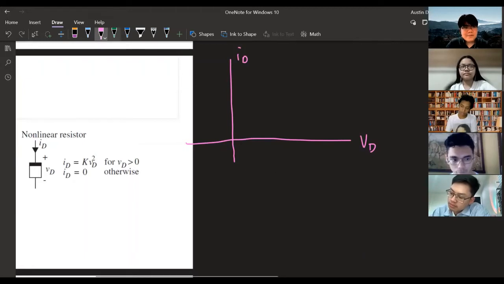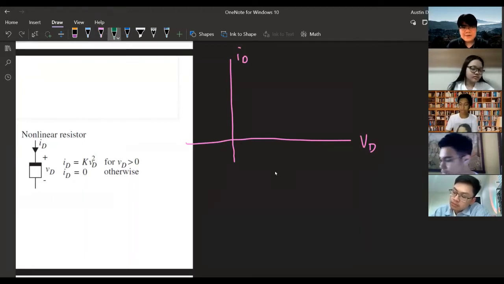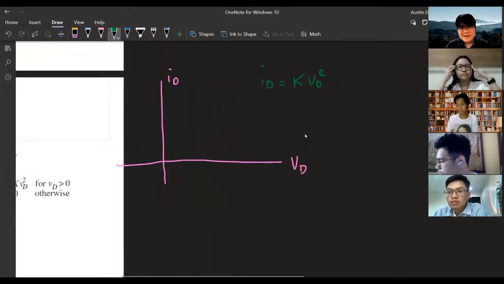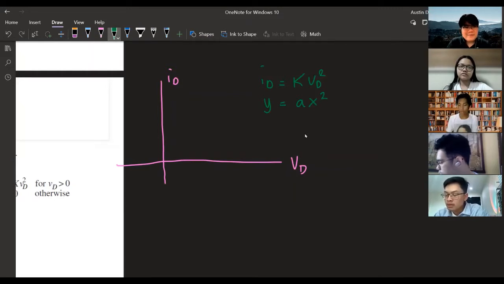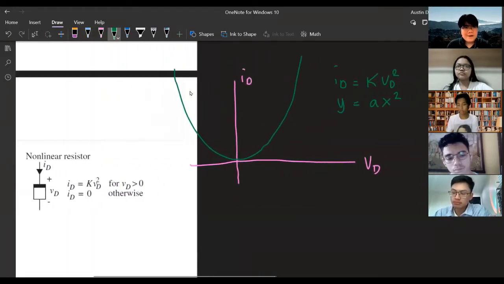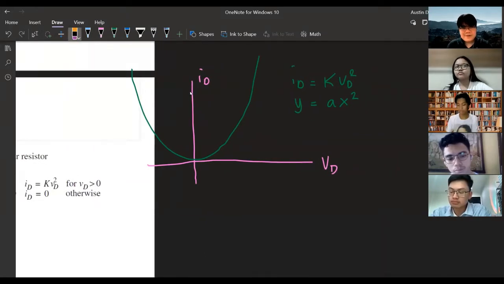Okay, ideally, di ba meron kang KVD squared. ID is like KVD squared. So kung in math notation, di ba, parang ito ay y is equal to ax squared. Okay? So meron kang quadratic. Okay? However, meron kang restrictions.